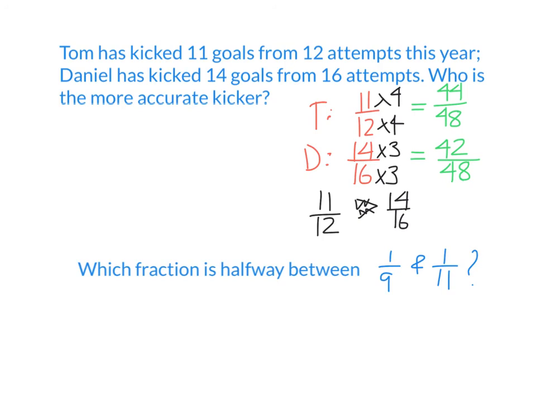Well, what we're going to do is use equivalent fractions. So 1/9, I can times the top and bottom by the denominator of the other fraction, 11. 1/9 is the same as 11 over 99. 1/11, I'm going to times top and bottom by the denominator of the other fraction. 1/11 is the same as 9 over 99. So this is equal to 1/9, this is equal to 1/11, so halfway between them is of course 10 over 99. And you see this was all done using equivalent fractions.